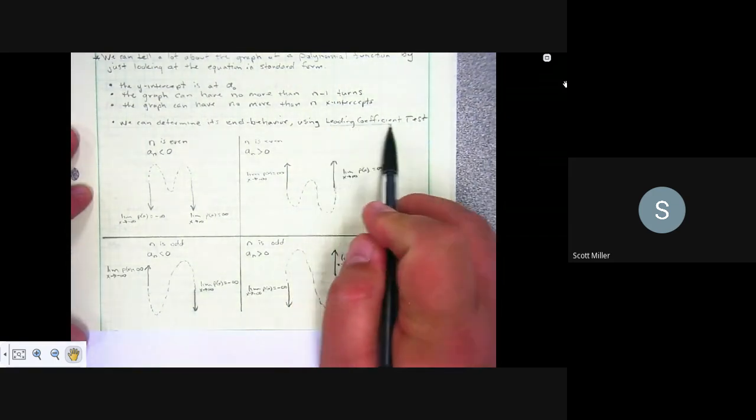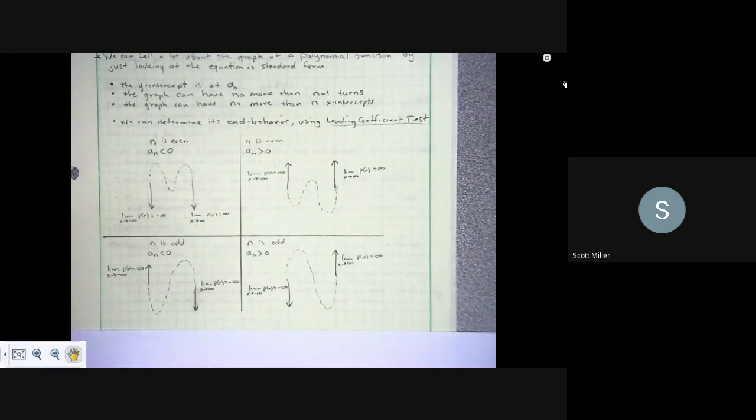That's the leading coefficient test. Once you learn it, you will know how to describe how the ends behave. And so it's broken down into two things. You've got to know two pieces of information. You have to know the highest exponent, or the degree, and you have to know the leading coefficient. Is the leading coefficient positive or negative? And so it breaks it up into four pieces.